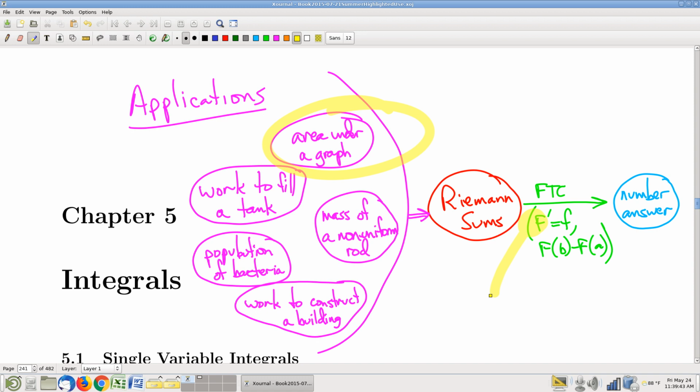Last misconception. A lot of students think that this is the definition of an integral. The integral from a to b of little f of x dx is, by definition, capital F of b minus capital F of a. Also not true. That's a theorem. Under certain conditions, that's a formula for computing the integral, but that's not the definition of the integral.